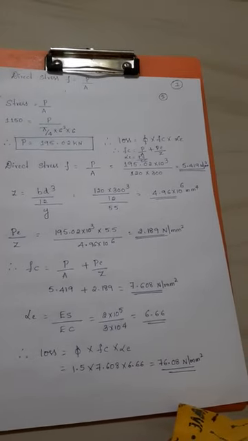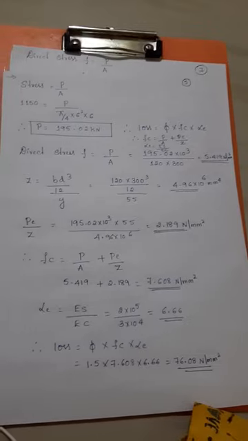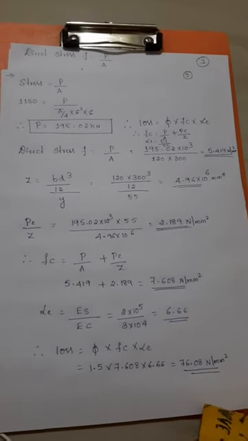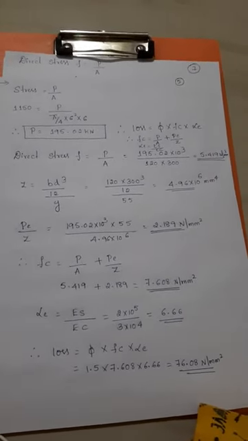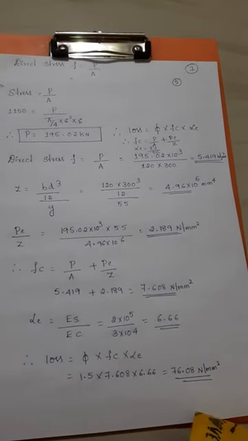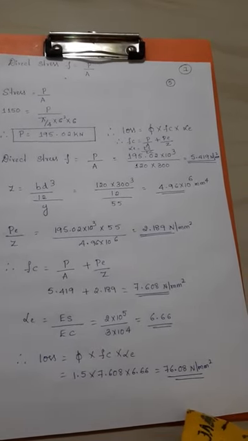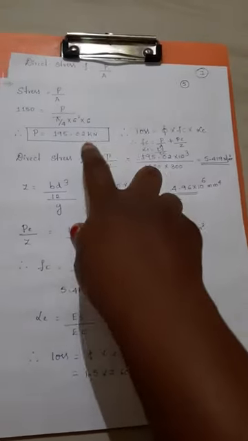The initial stress has been given, that is 1150 newton per mm square. P is the unknown factor, whereas A is given in the question: it is prestressed by 6 wires of 6 mm dia. So the area is pi by 4 into d square into the number of wires, and you will get your P value.